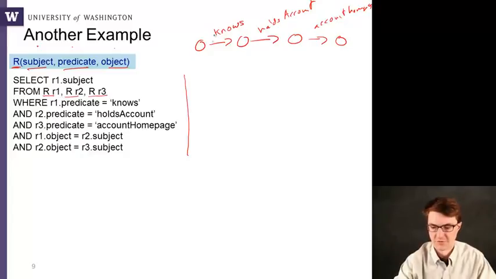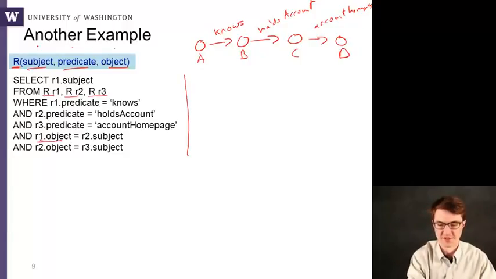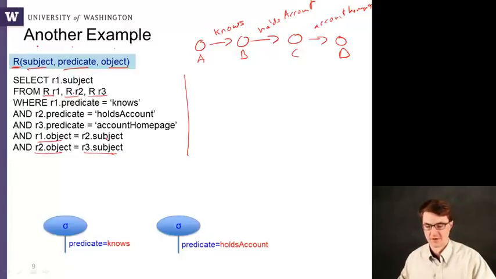So find me all possible combinations in this table, all instantiations of A, B, C, and D such that this pattern matches. The joins are specified by these conditions. The object of the first relation must be equal to the subject of the second relation, and the object of the second relation must be the subject of the third relation. So I'm looking for patterns in the graph that look like this.